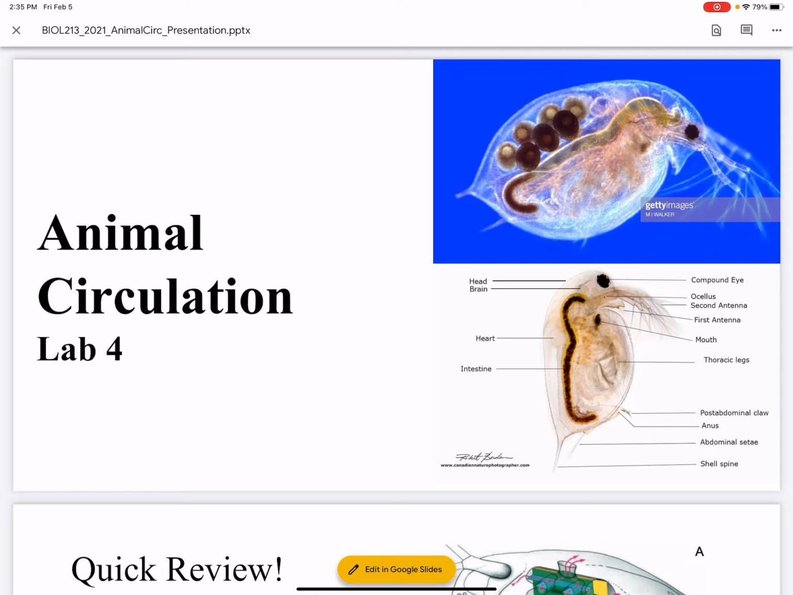And so this top one's a female, as you can see. Here are the eggs, and then this bottom image is a male, which is labeled. And so as we can see right here on the dorsal part of the Daphnia is the heart.